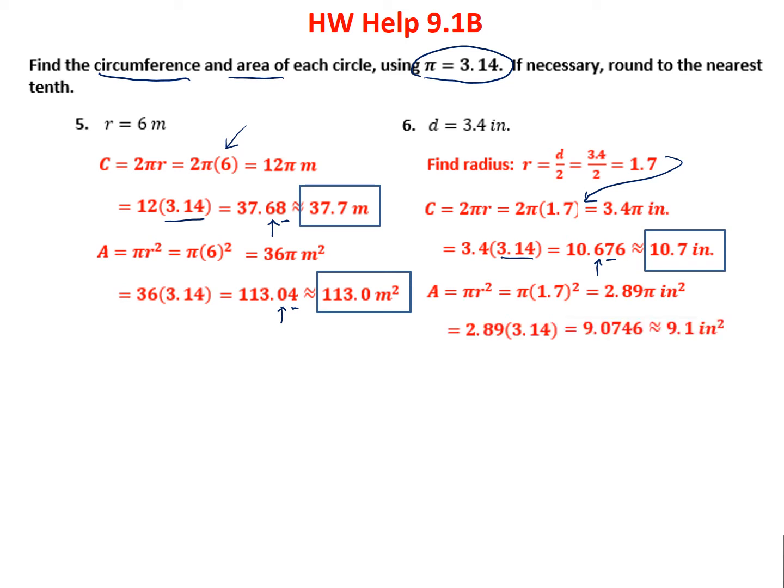And now we'll plug in the 3.14. And you see that that's 9.07, so go to the 10th place again. Look next door, that's a 7, so we round up to 9.1.